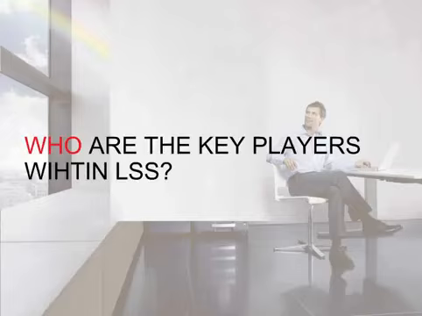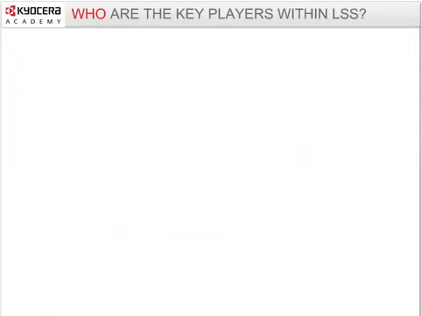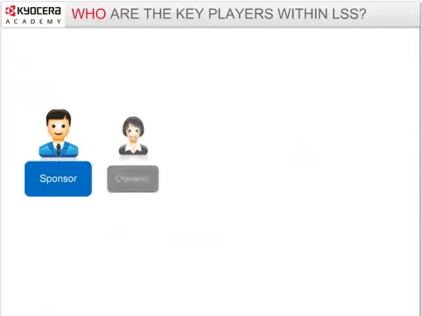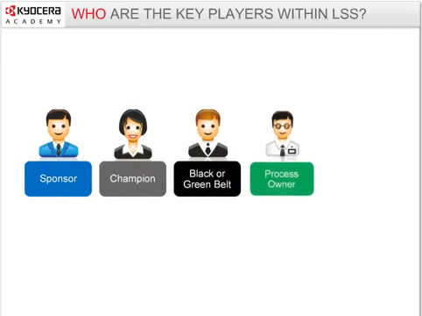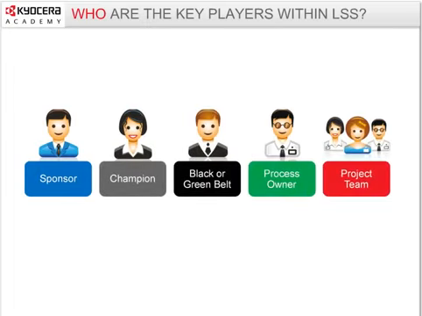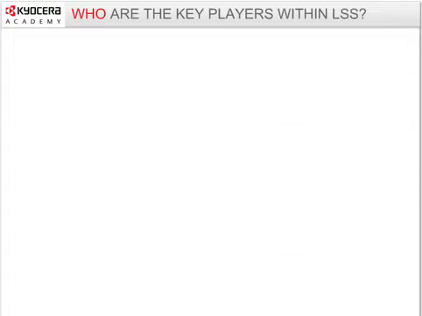When deploying Lean Six Sigma, individuals across all business functions and levels in the organization need to play specific roles for a successful implementation of this methodology. The most important ones are sponsor, champion, black or green belt, process owner, and the project team. Let's see how the role of each one of the key Lean Six Sigma players is defined.